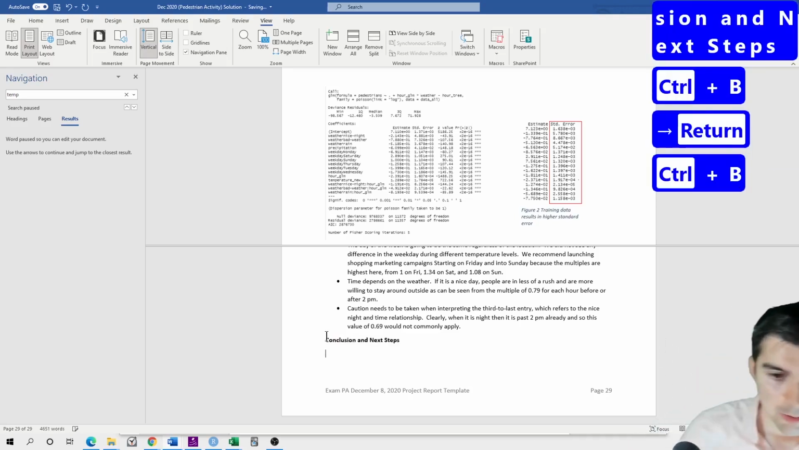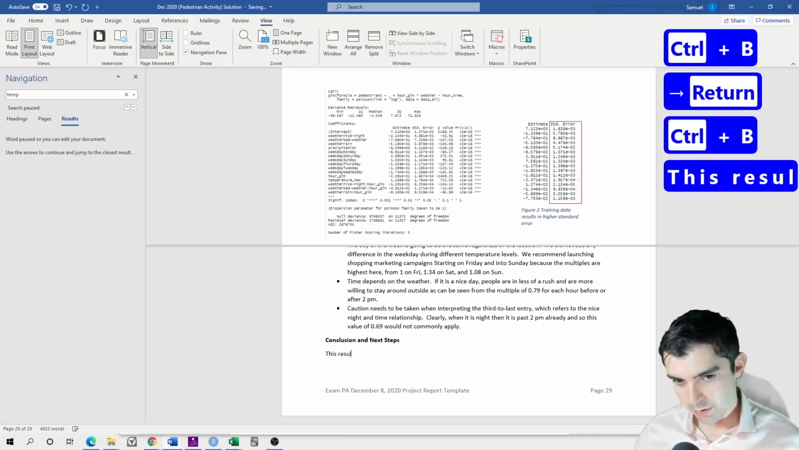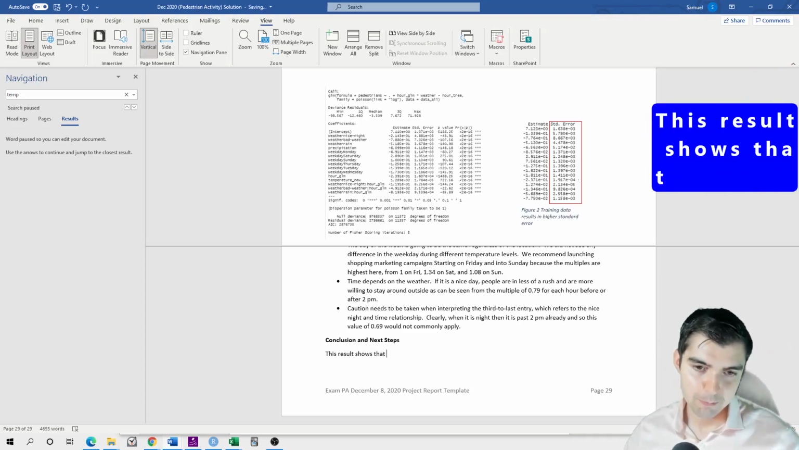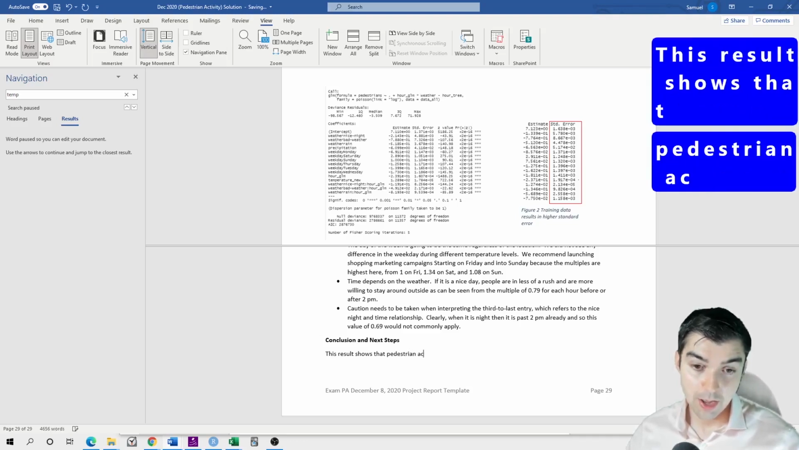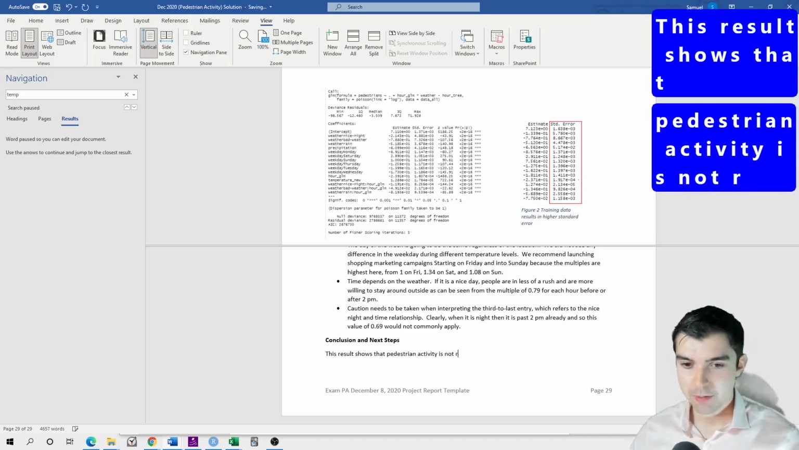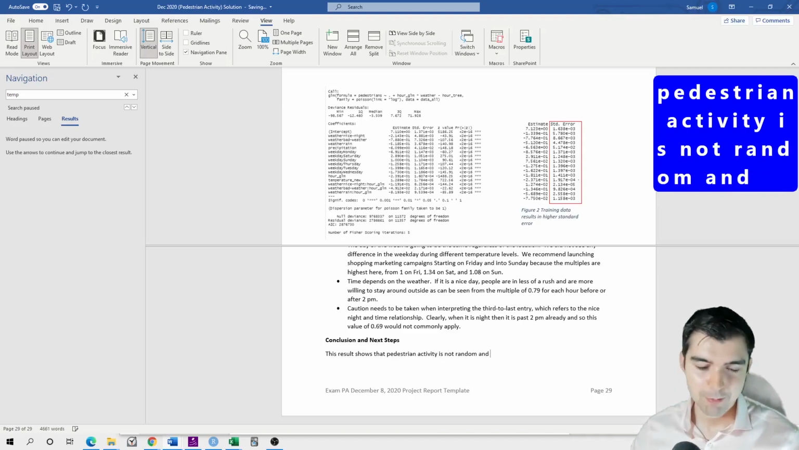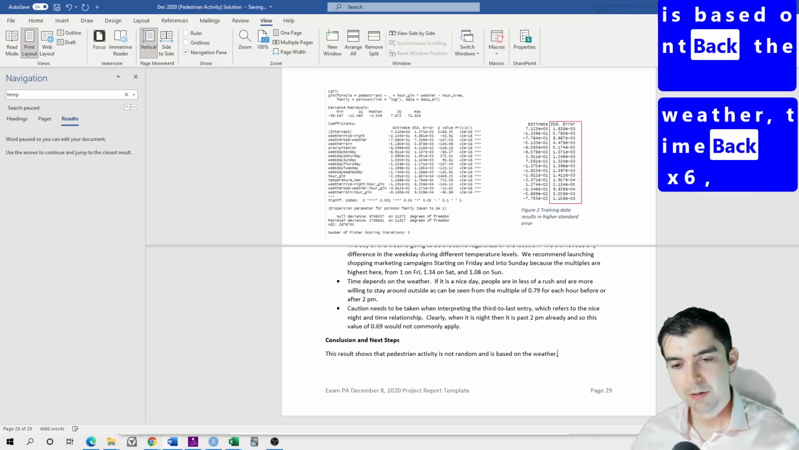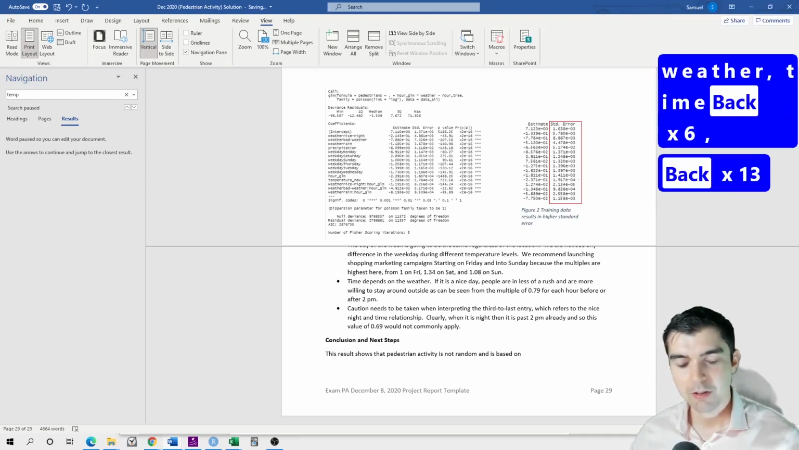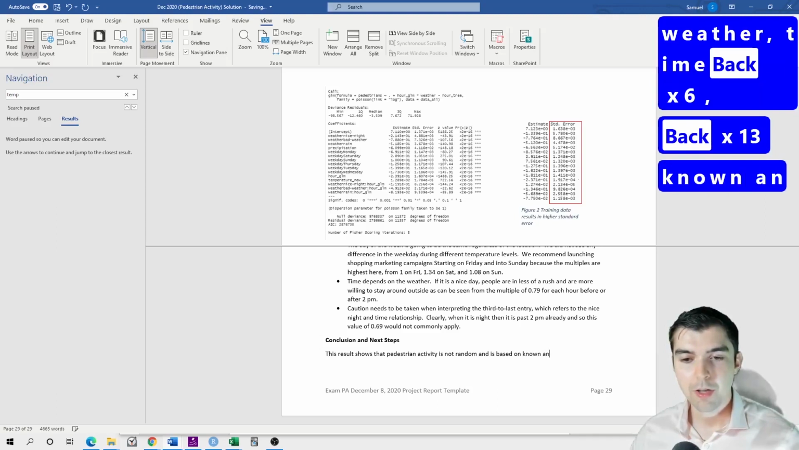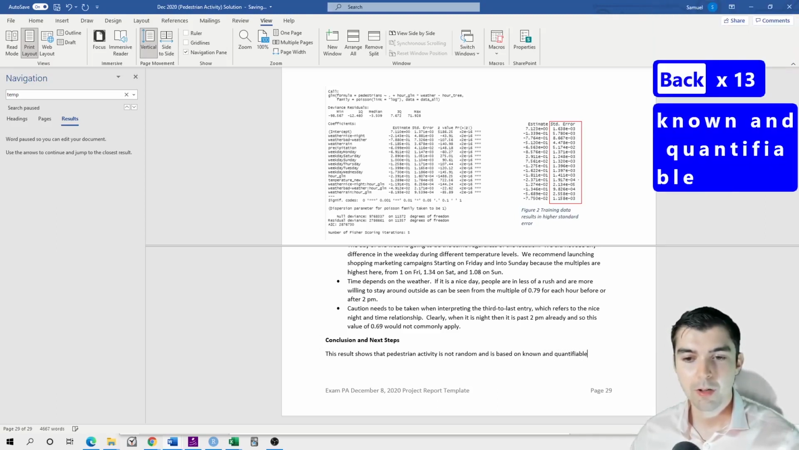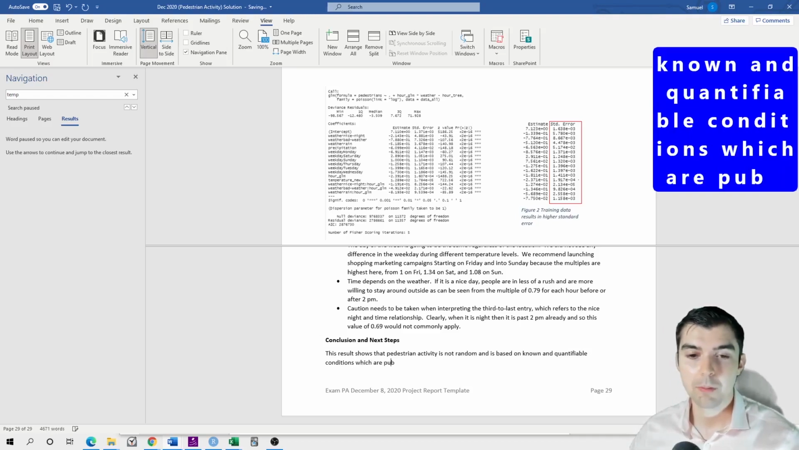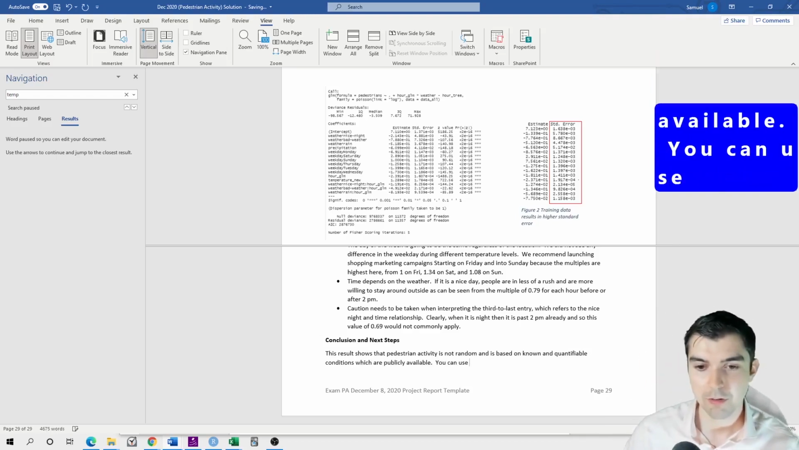So, this result shows that pedestrian activity is not random and is based on the weather, is not random and is based on known and quantifiable conditions which are publicly available. You can use this.